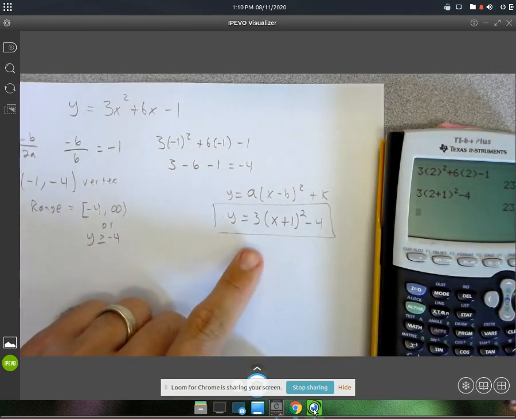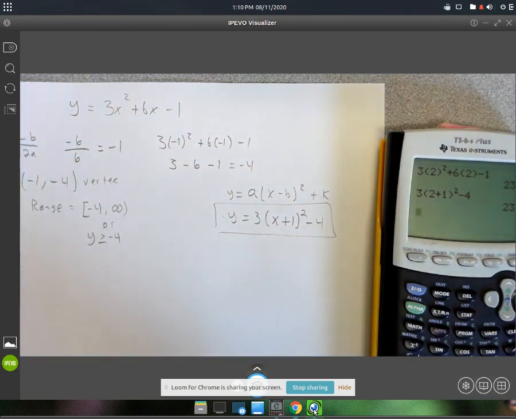Now there's a chance that one of the other ones will give you 23 as well. So you might try it again, but plug in a different number. But it's a pretty slim chance.